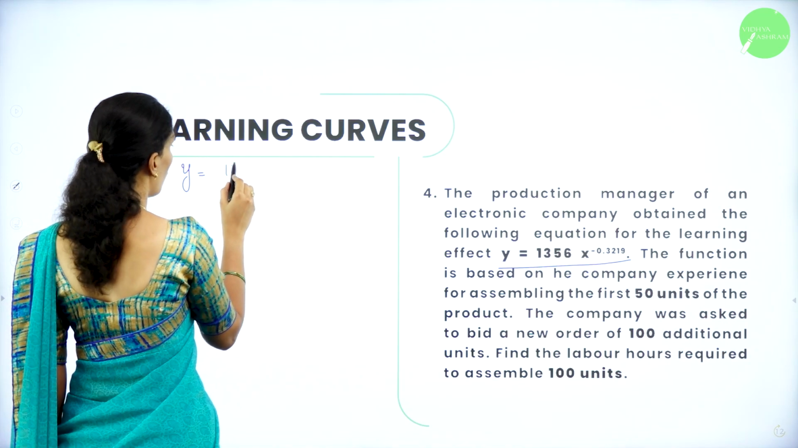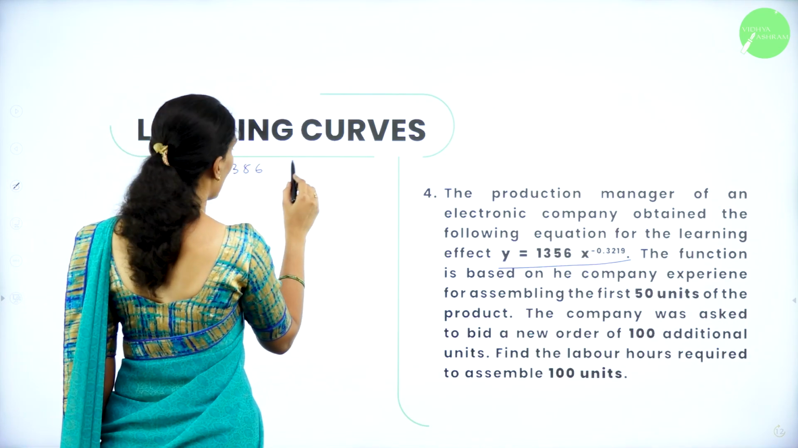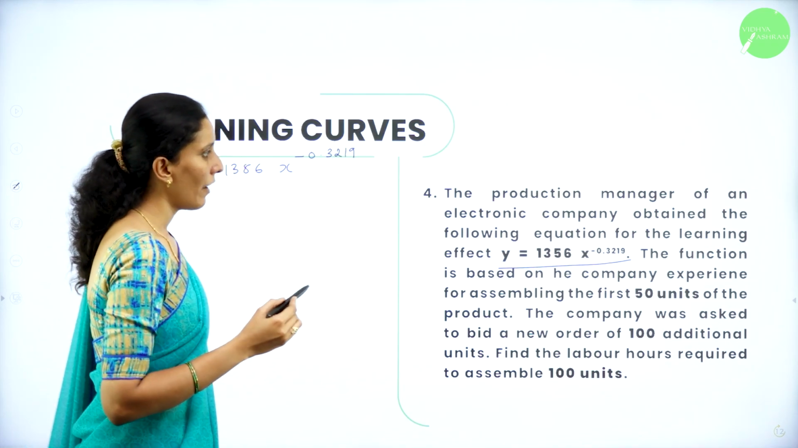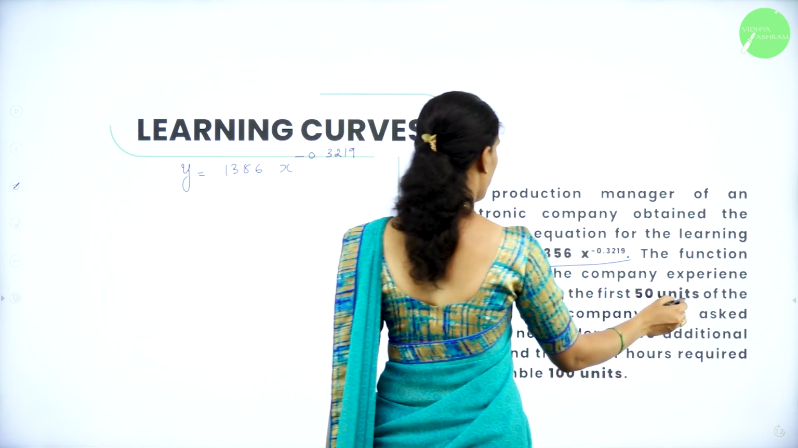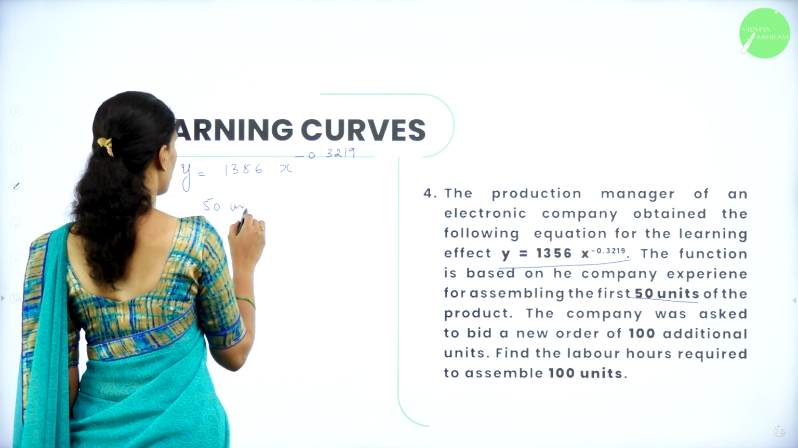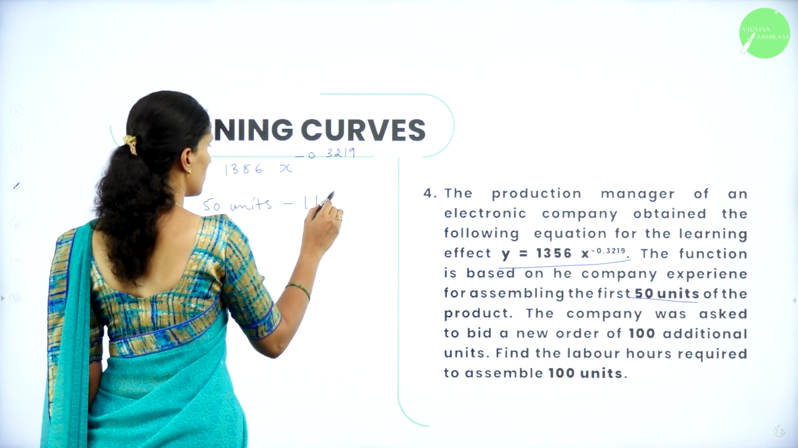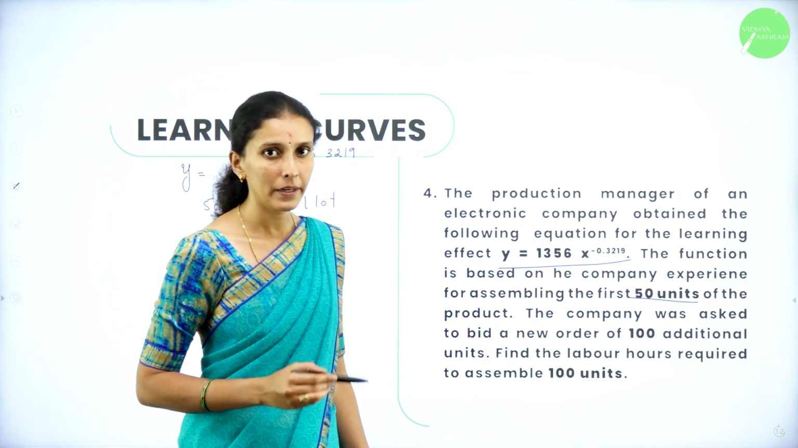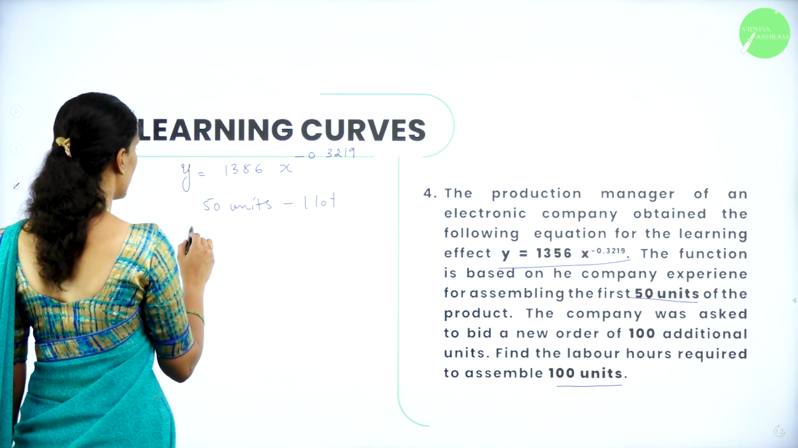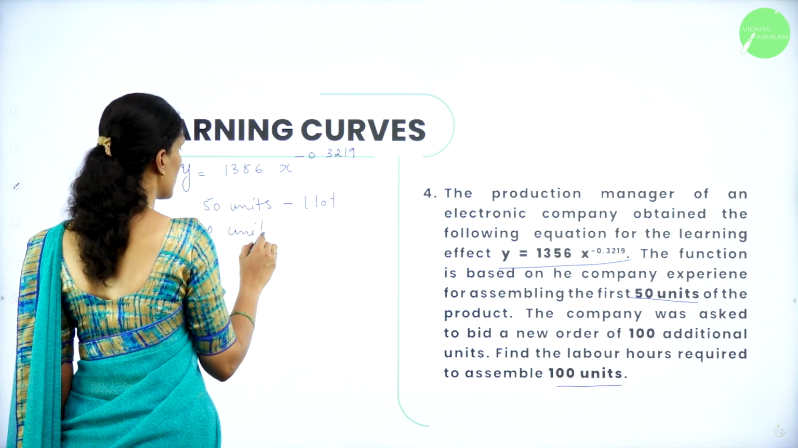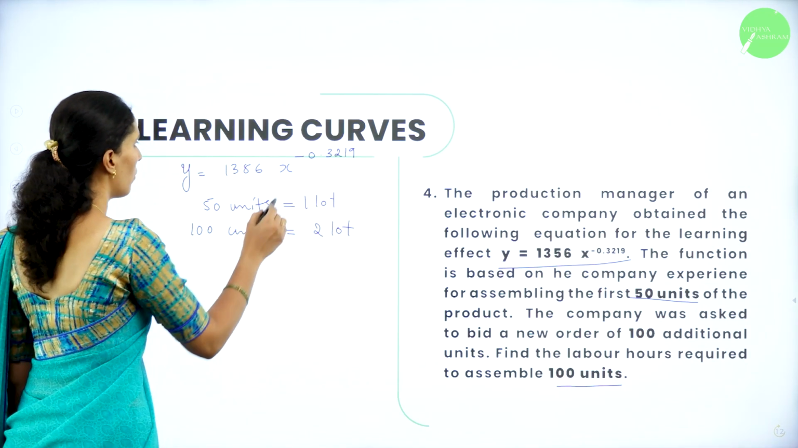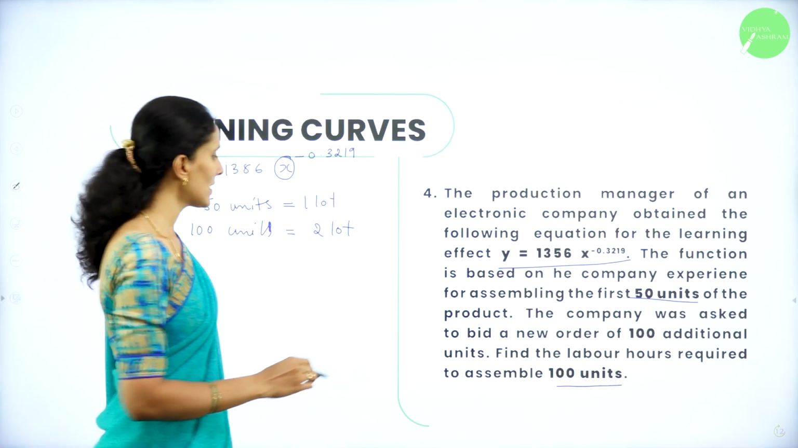Y is equal to 1356 x to the power minus 0.3219. So they have given that for 50 units. So let me take 50 units as one lot. Now I have to find the labor hours as well as the labor cost for 100 units. So therefore 100 units means it is equal to 2 lots. So therefore here the value of x is 2.